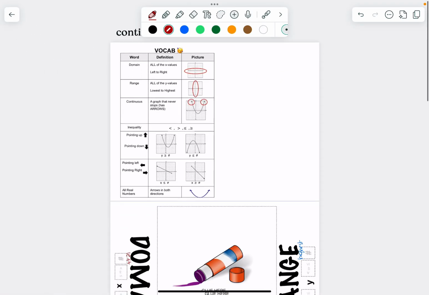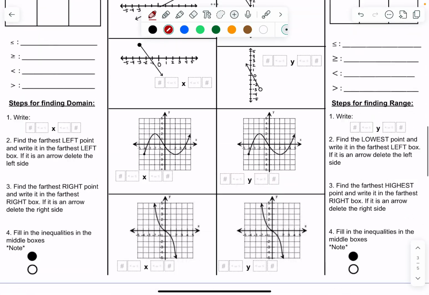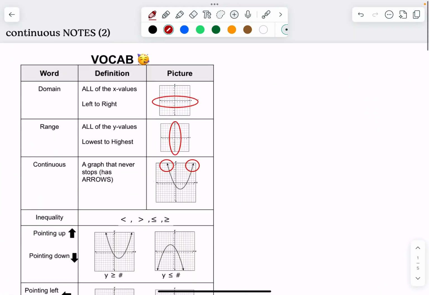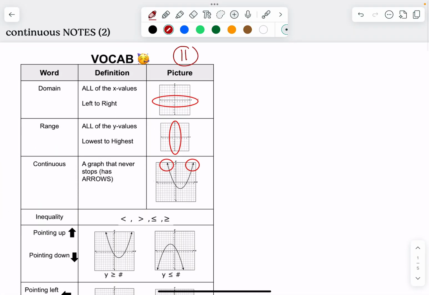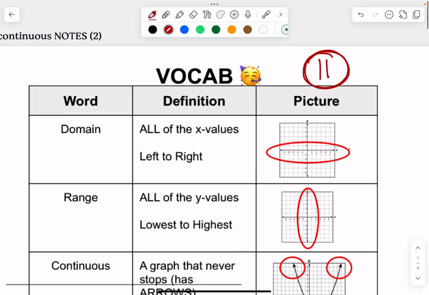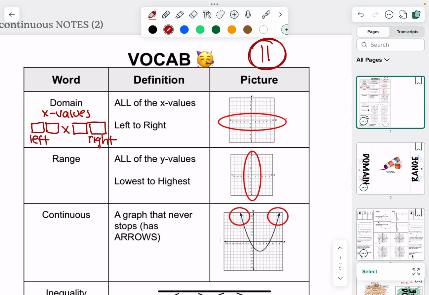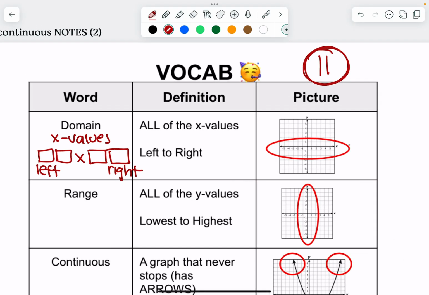Right, so we are on the vocab sheet. This will be page 11 in your notebook. So for domain, we have X values. And domain is always going to be box, box, X, box, box, left to right. The same thing that we have been doing the other day.